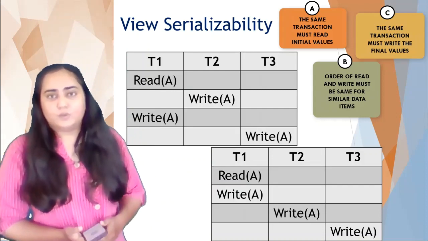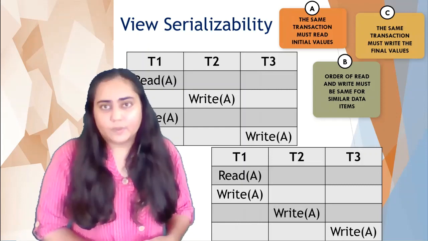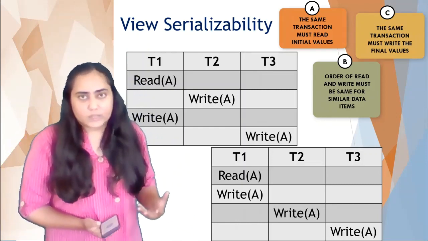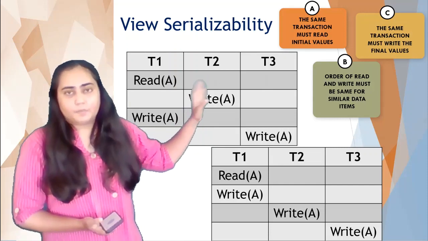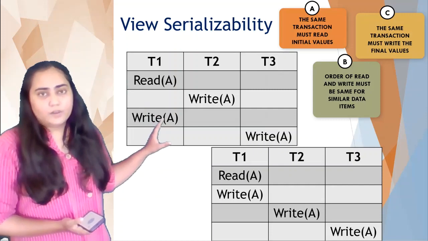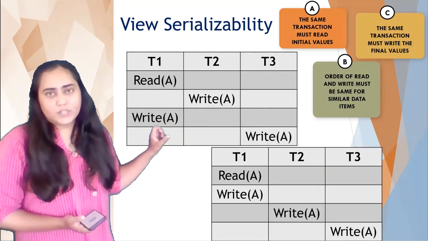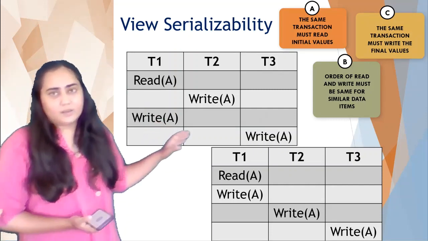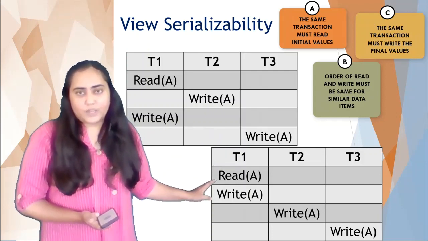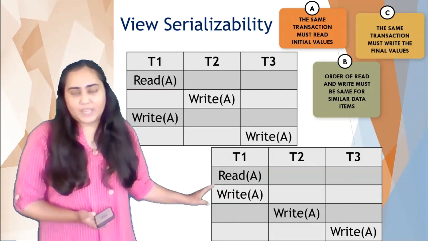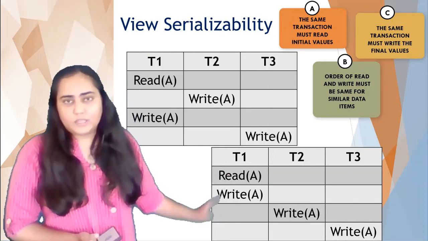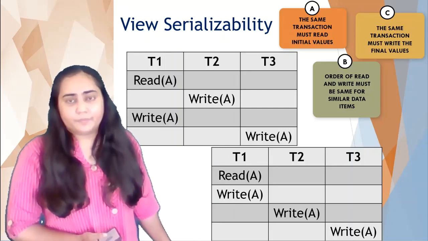Now, before going to rule B, I'm going to go to rule C, which says that the final write should be done by the same transaction. So in this case, if you check in this schedule, the final write done to data item A is done by transaction T3. And even in this schedule, the final write done to data item A is done by transaction T3. And so rule C is also satisfied.